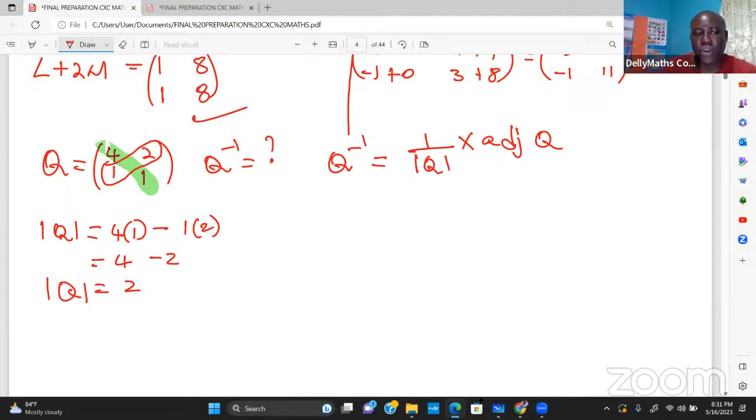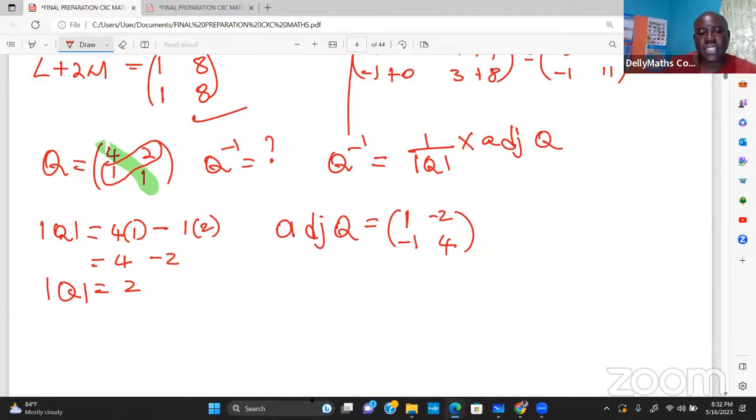Let's go for the adjoint. How do we find the adjoint of the matrix? You switch the elements on the main diagonal. The main diagonal is a 4 and a 1, so it's going to be a 1 and a 4. Switch the elements. Then you change the signs on the other diagonal. So positive 2 becomes negative 2, positive 1 becomes negative 1. Now we have the adjoint of the matrix.